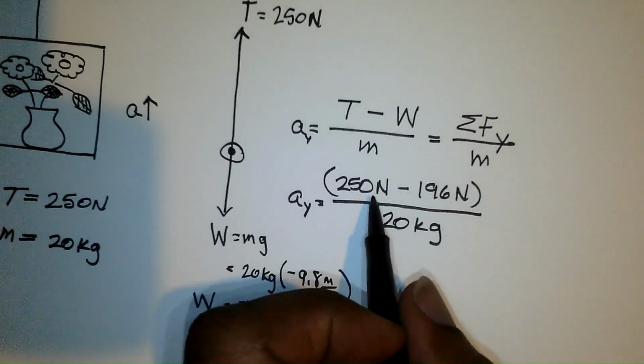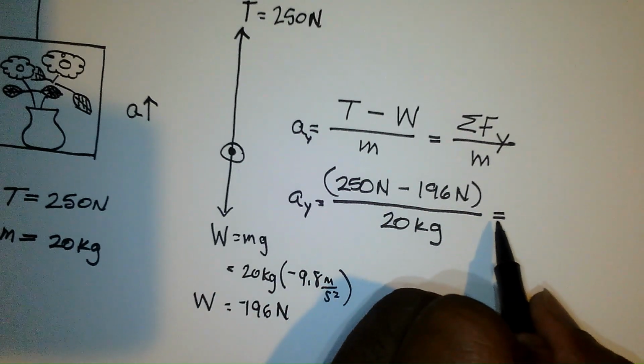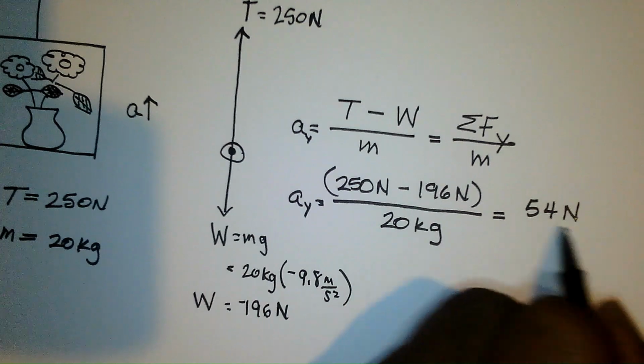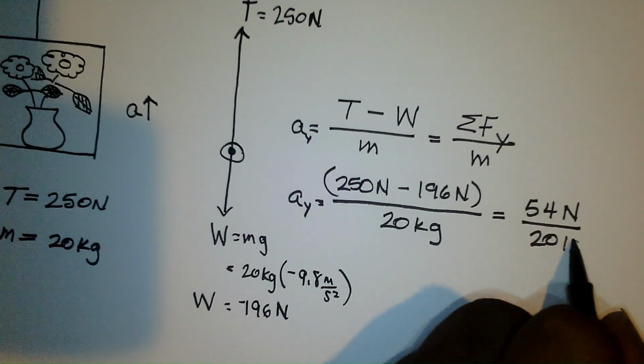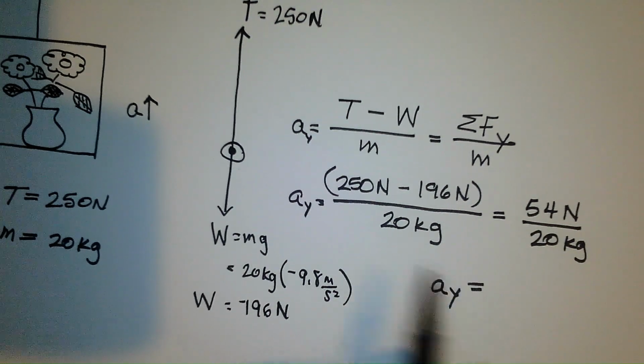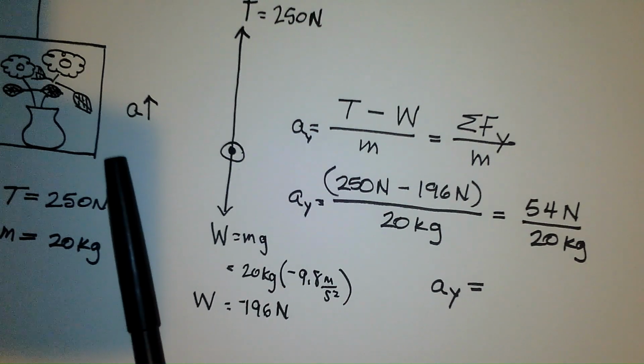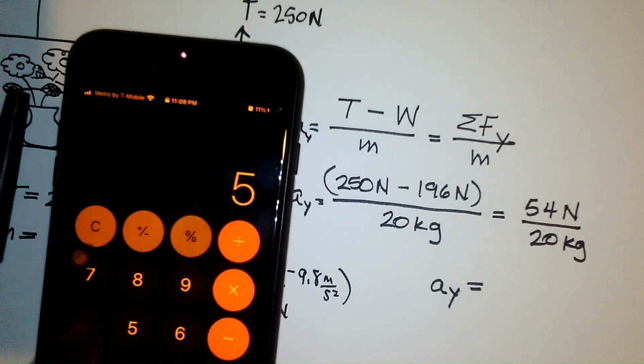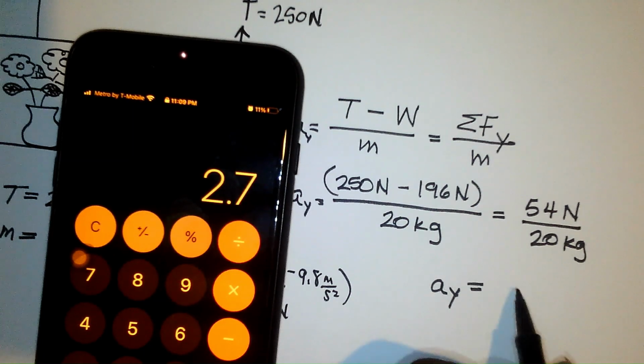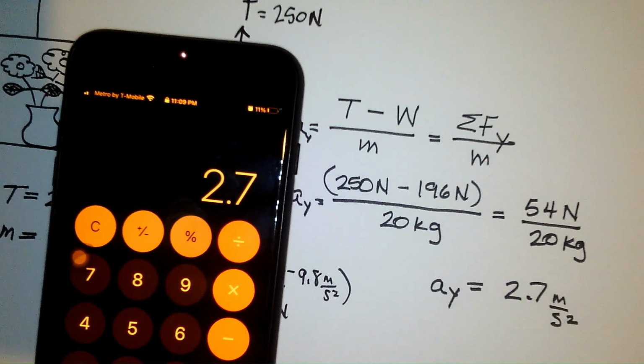So 250 minus 196 should give me 54 newtons. I'm going to put that over 20 kg, and so my acceleration on the y-axis is going to equal 54 divided by 20, 2.7 meters per second squared, going upward.